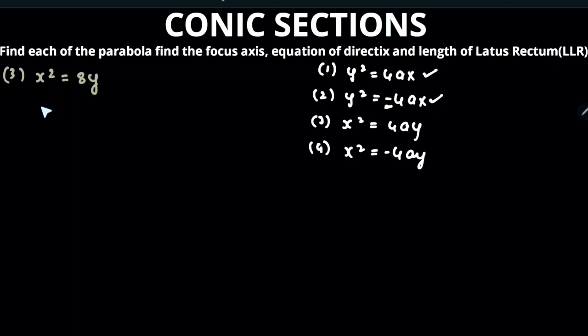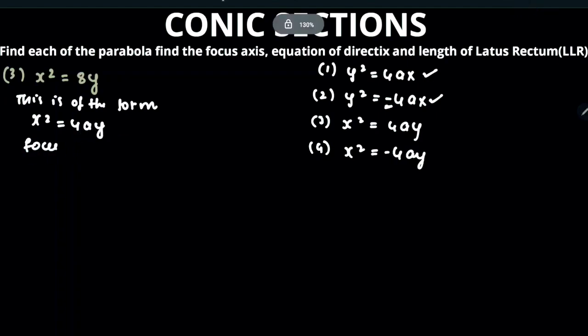So here the third question is x square is equal to 8y. So next form, 8 is positive, x square is equal to 4ay. So this is of the form x square is equal to 4ay. So what is the focus? Focus is 0 comma a. So what is the a value? 2, because I told you have to divide 8 by 4. So focus is 0 comma 2.